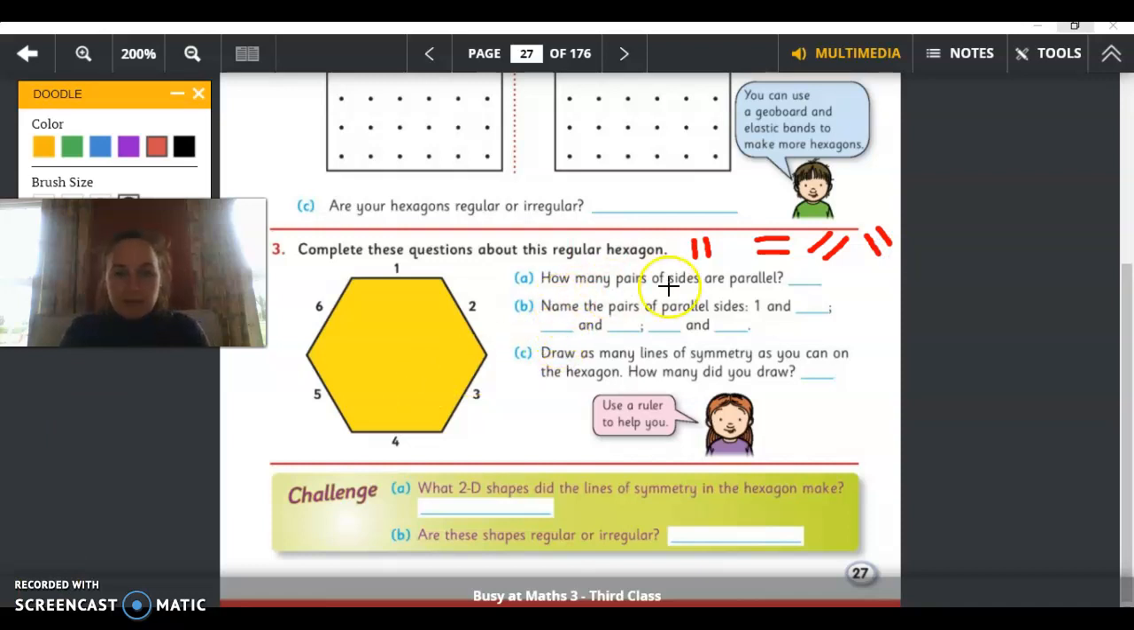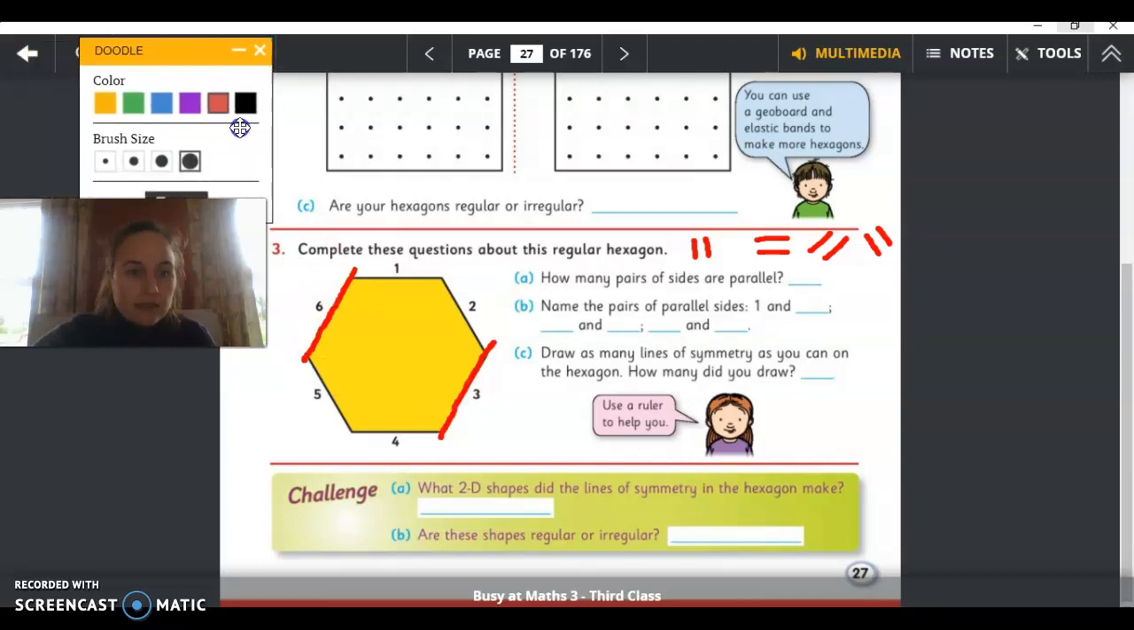So we have to see how many pairs of sides are parallel in the hexagon. So I'm going to draw the parallel lines for you and you can count them then. So we have this line and this line, a diagonal pair of parallel lines. Okay, so if they kept going on forever and ever, they would just keep going the same direction and never meet. Okay, because they're directly opposite each other. Okay, so that's one pair, number 6 and number 3.